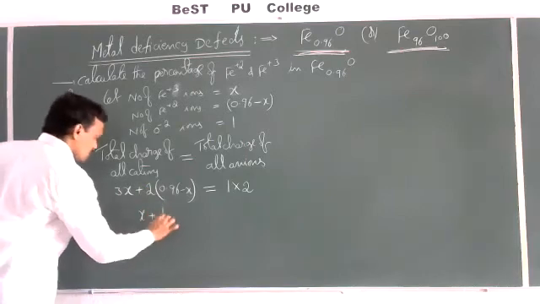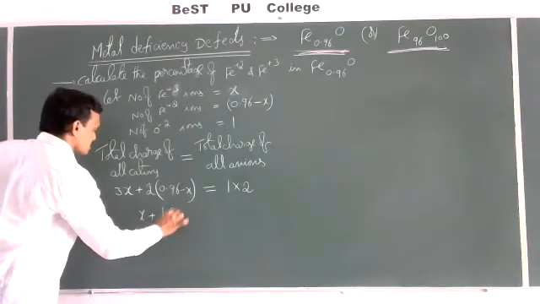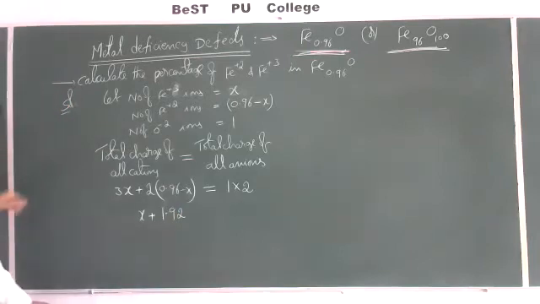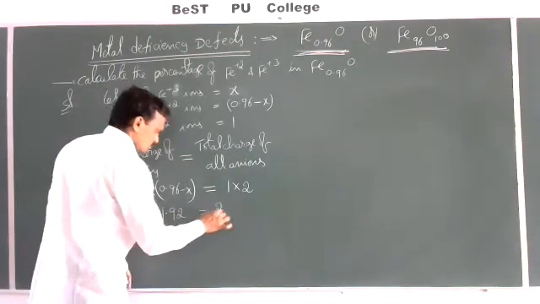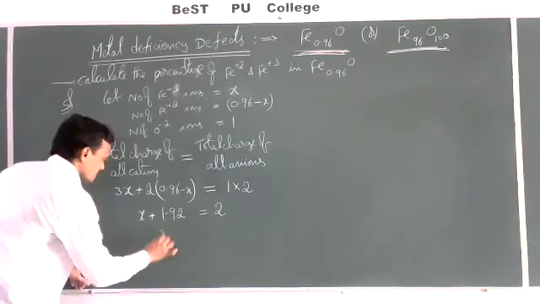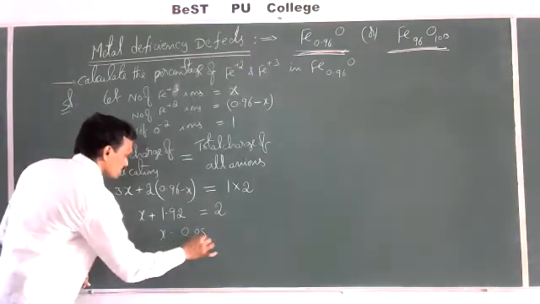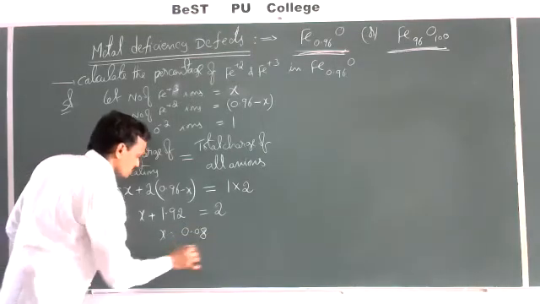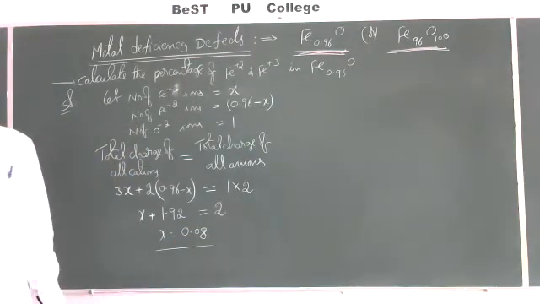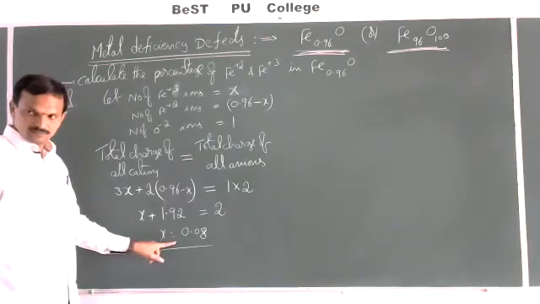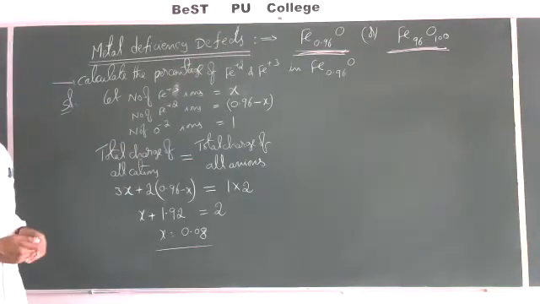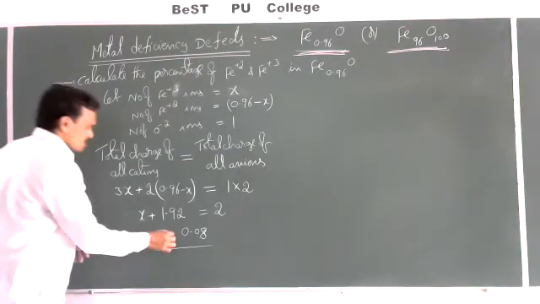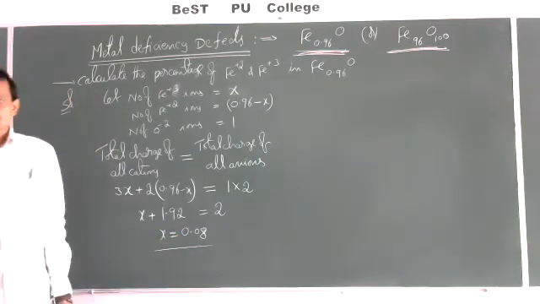This becomes 1.92, which is equal to 2. Then x is equal to 0.08. So the number of atoms of Fe plus 3 is 0.08 out of 0.96 atoms. Out of 0.96 atoms, 0.08 atoms of Fe plus 3 are there.